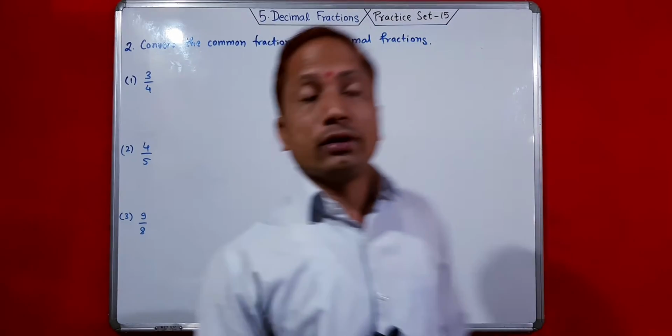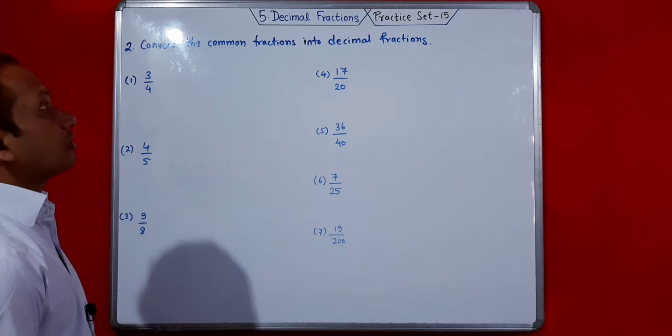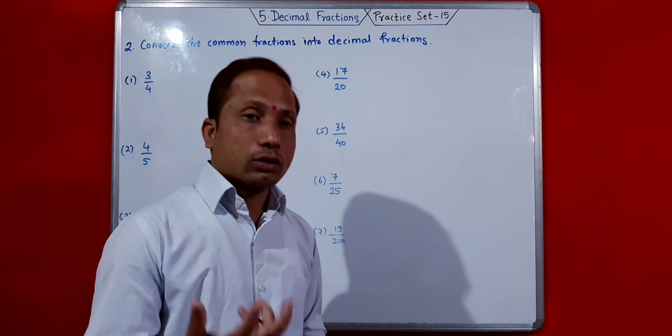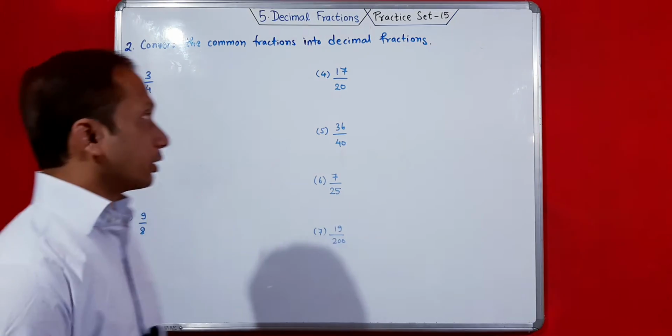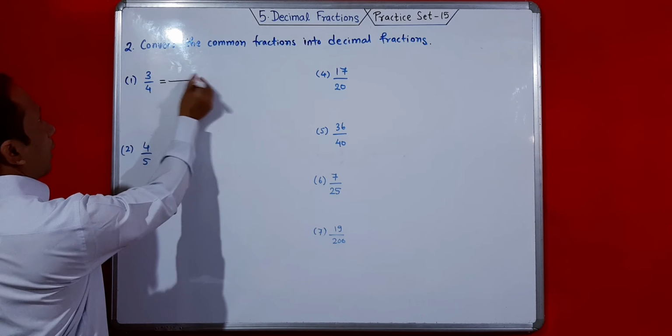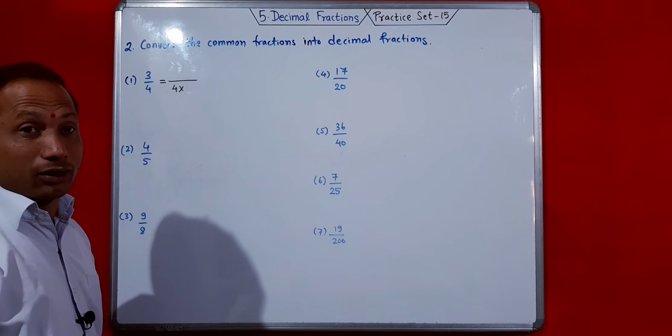We will solve the second question. Convert the common fraction into decimal fraction. You have to convert common fractions into decimal fractions. So let's start with 3/4. First remember that I have to convert this 4 into 100, or 10, or 1000.